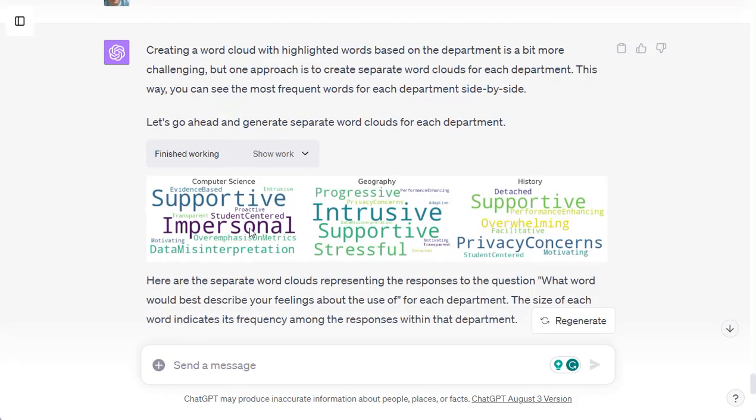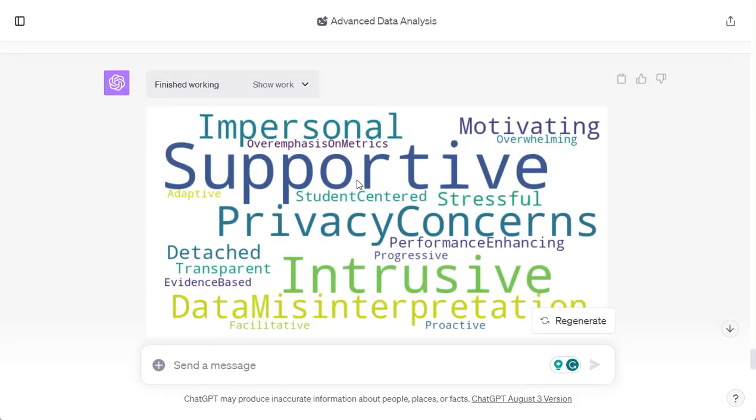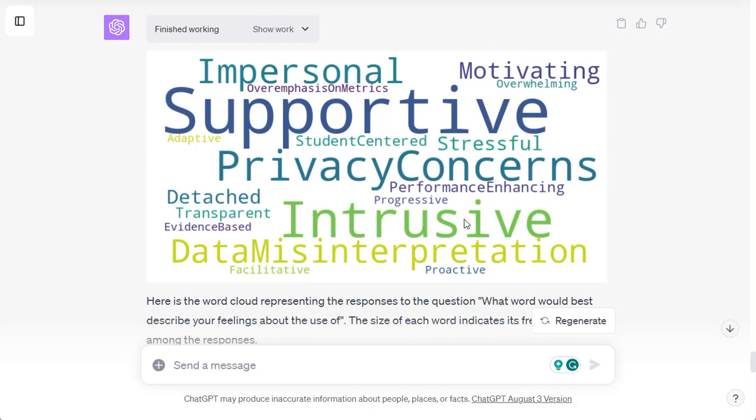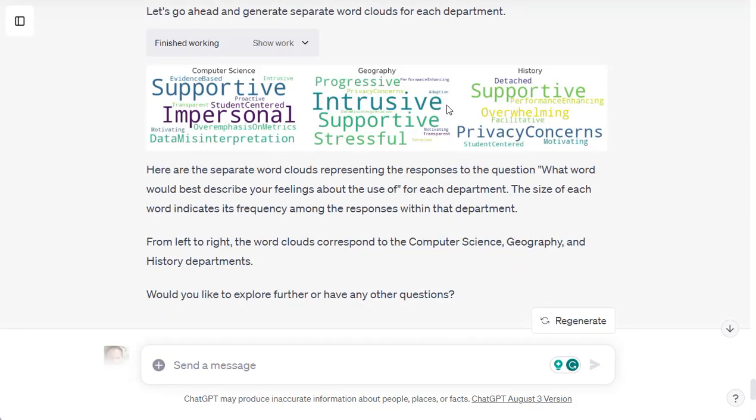Great. Now can we have a look at it by department? Because that might be one. I might have the overall aggregates forming. If I look at this, I can see supportive comes up. Intrusive comes up. Privacy concerns are very important in terms of their size within it as well. So let's break that down by department. Is there anything that's clear there? Are there certain terms that come up more than others?